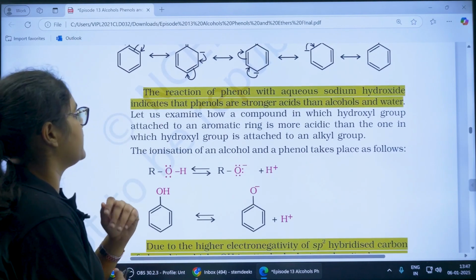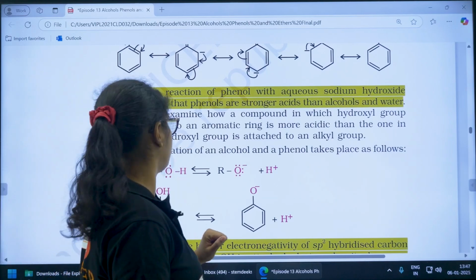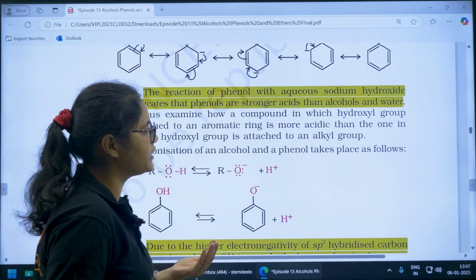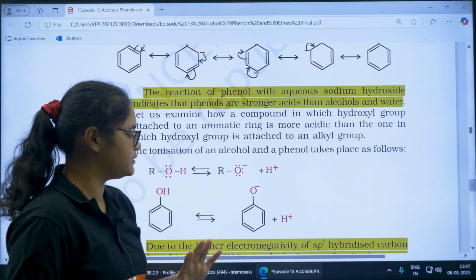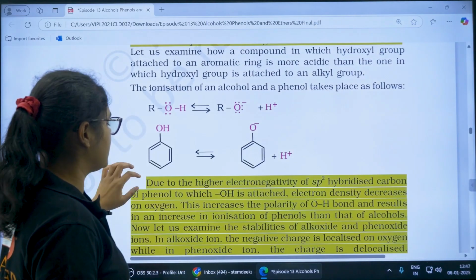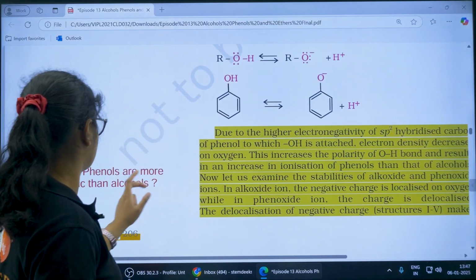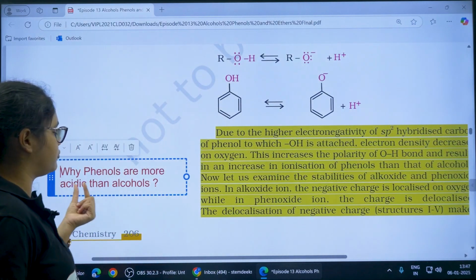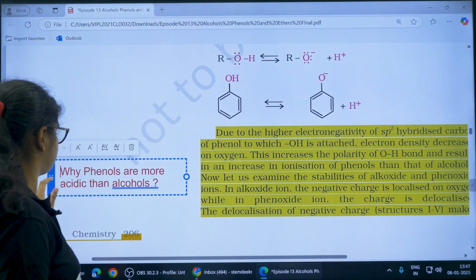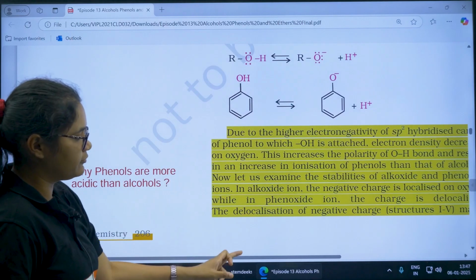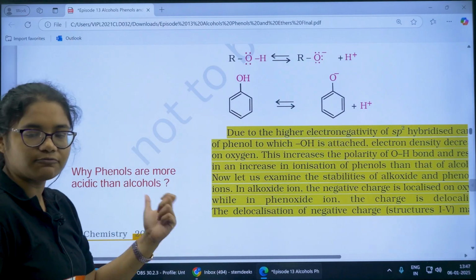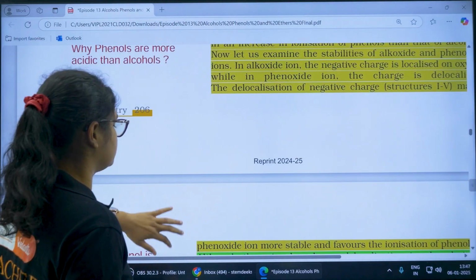The reaction of phenol with aqueous sodium hydroxide indicates that phenols are stronger acids than alcohols in water. What is the reason for that? You have the reason here. The question I have added is: why are phenols more acidic than alcohols? I think it is visible. So you have to write this paragraph as an answer. You can formulate it in your own words, but the content should be the same.